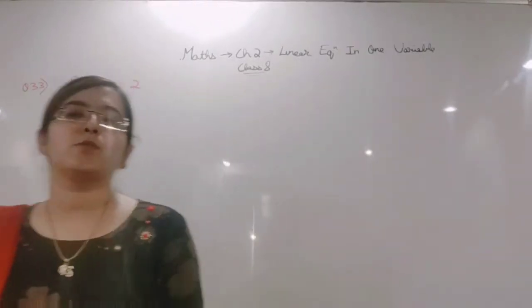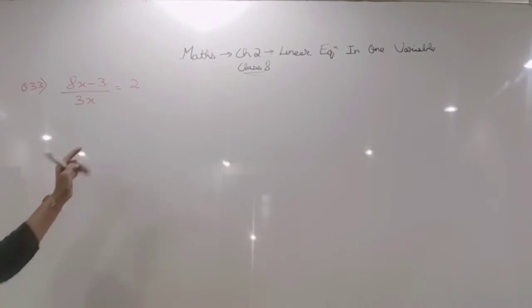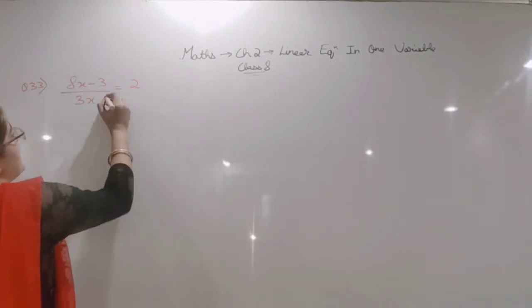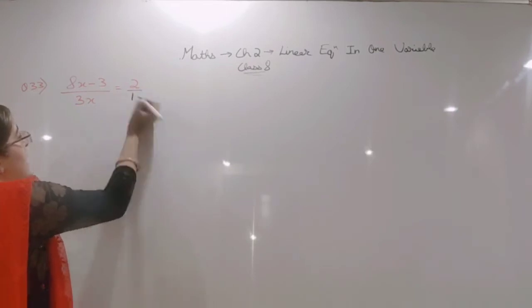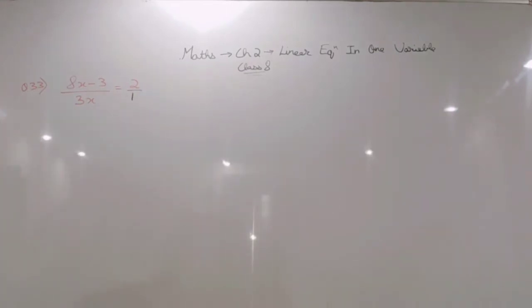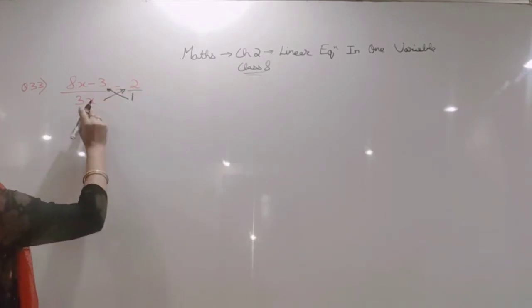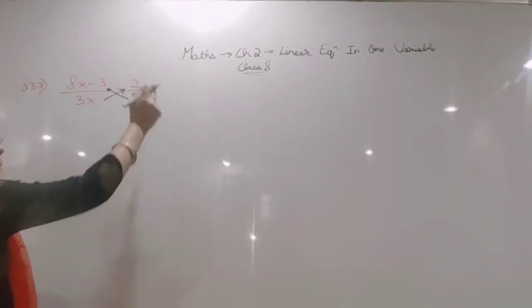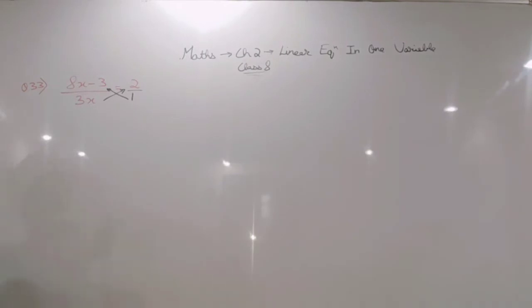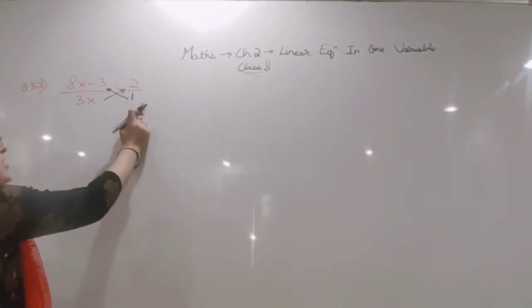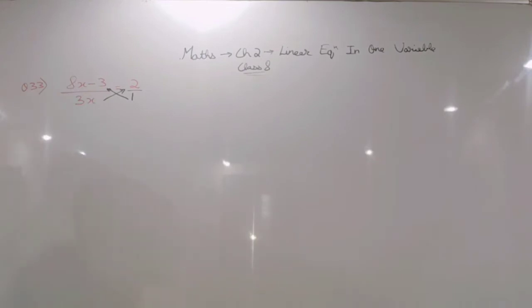So what we will do, students, in such types of questions, we will just cross multiply. It is 2, that means I can write it as 2 by 1. The denominator of this will be multiplied to the numerator of RHS and the denominator of RHS will be multiplied to the numerator of LHS. We will just cross multiply them.